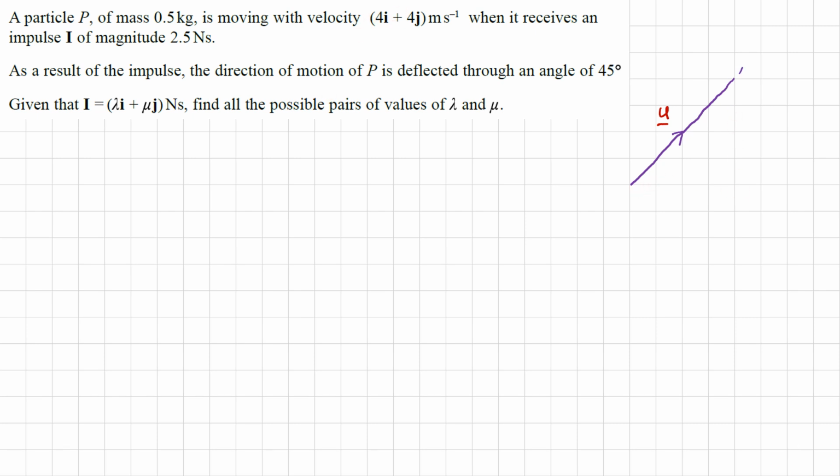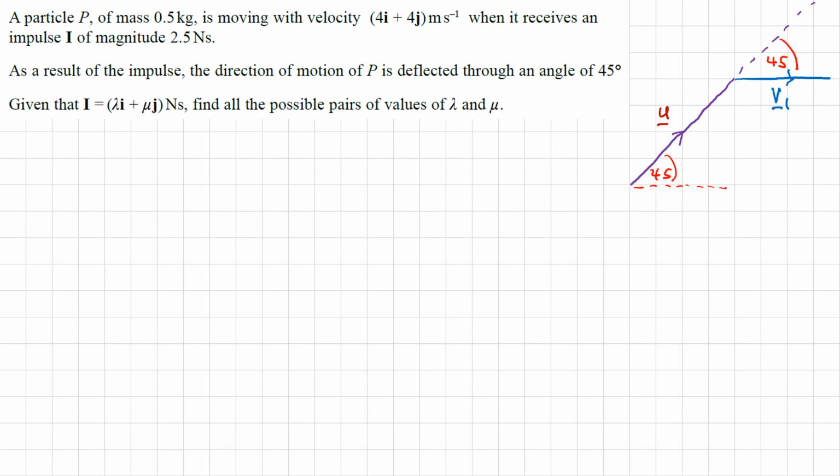It would carry on moving in that direction, but we've been told that it's been deflected through an angle of 45 degrees. So it's 45 degrees off of this path. Now it could be that it deflects 45 degrees and moves horizontally. I know it's going to be horizontal because this down here is a 45 degree angle, and that's because the i and the j parts are the same. So I could end up going this way. Let's call that V1.